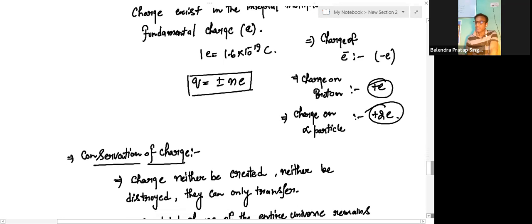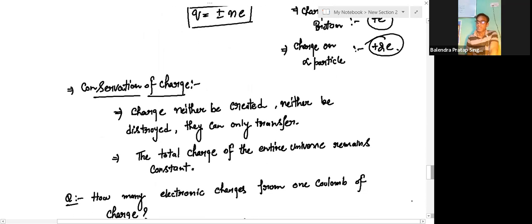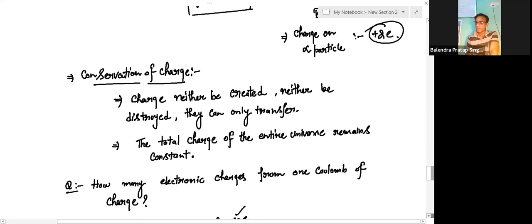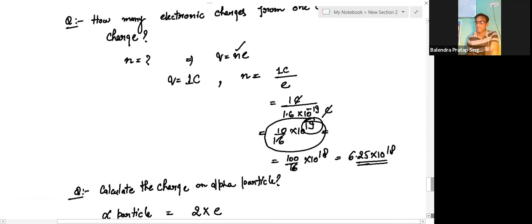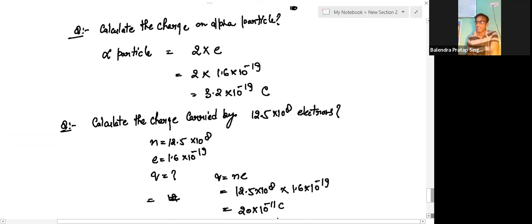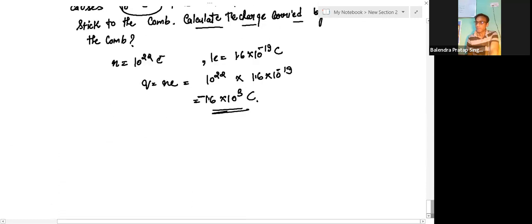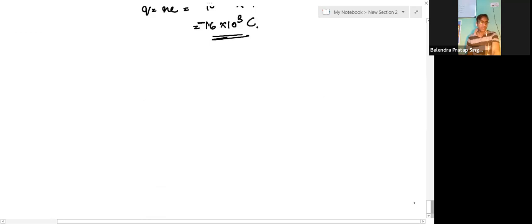And after that I discussed what is conservation of charge, in which we discussed we can't create or destroy any charge. The total charge of the entire universe remains constant. And after that we did some very easy numericals based on the formula of quantization of charge. Okay, so this is all about charge. Next I'm going to discuss Coulomb's law of electric force.